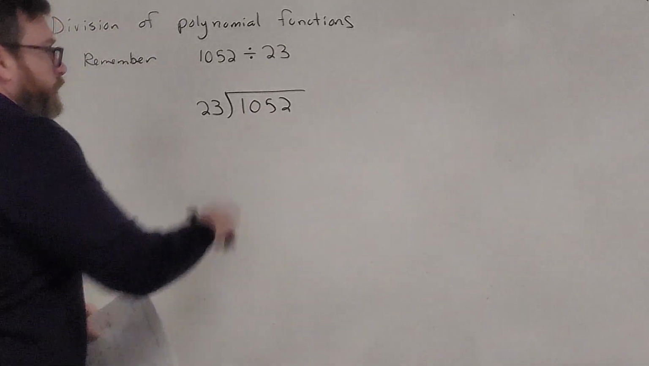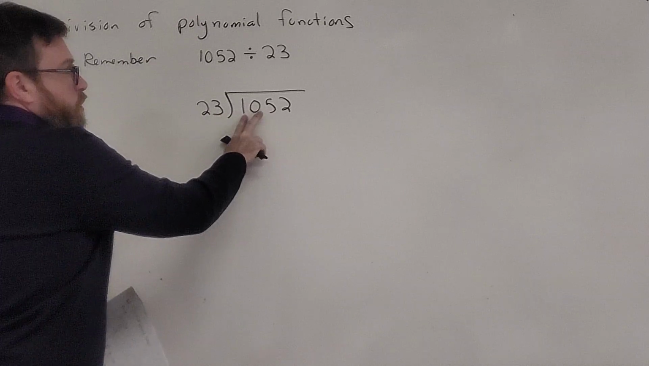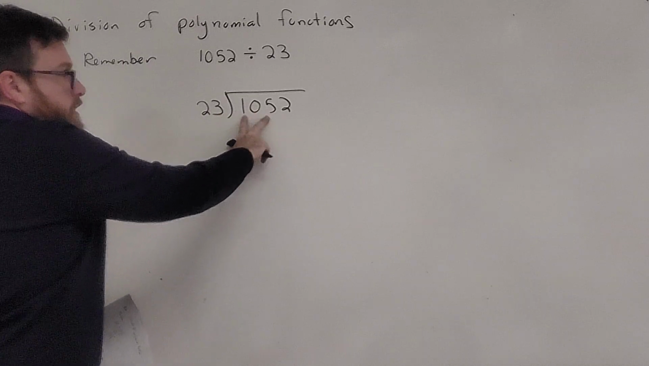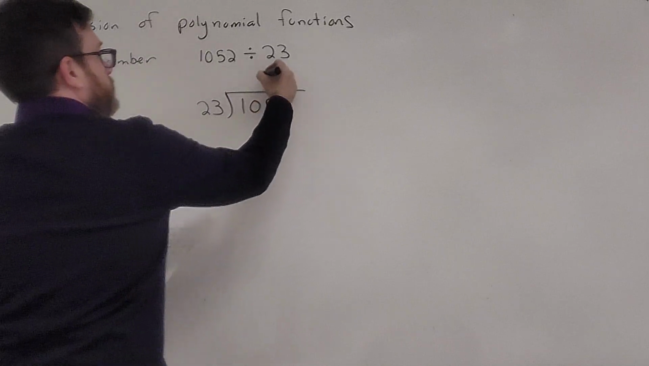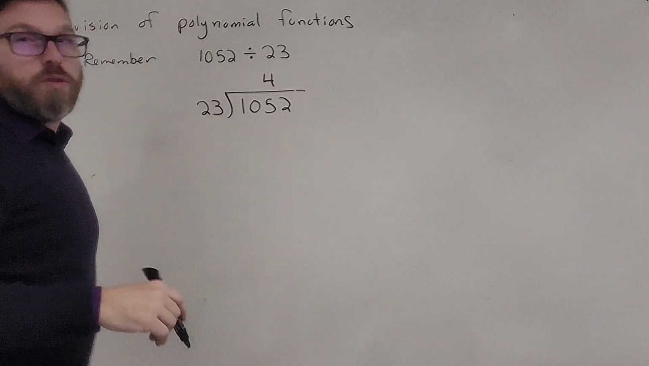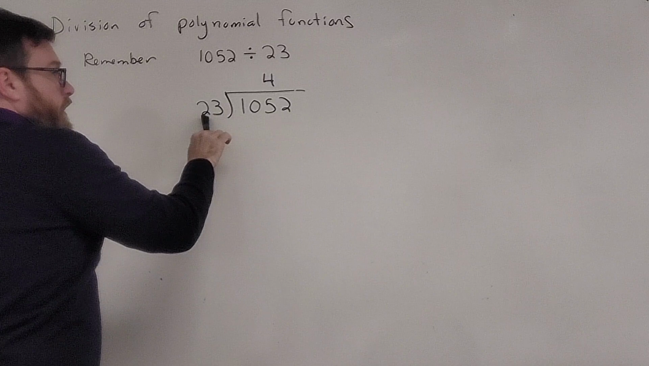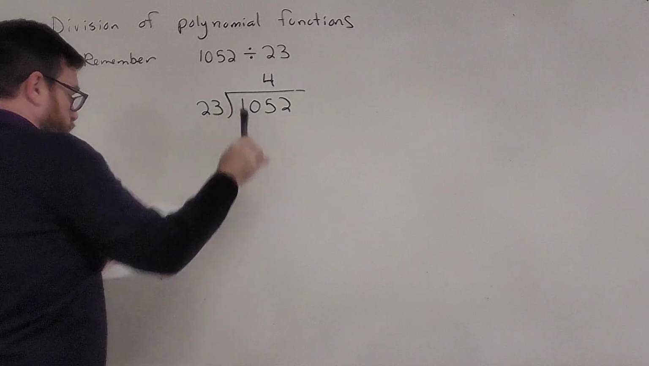So what we do is we try to figure out how many times 23 fits into 1, and it doesn't, and 10, and it doesn't, and then in 105, we can see that it fits all the way into 105 4 times. So now we're going to take this 4 times 23 and see how close to 105 we have.